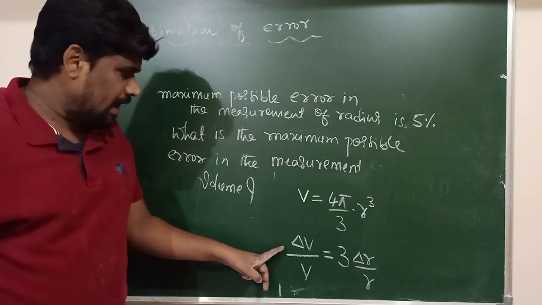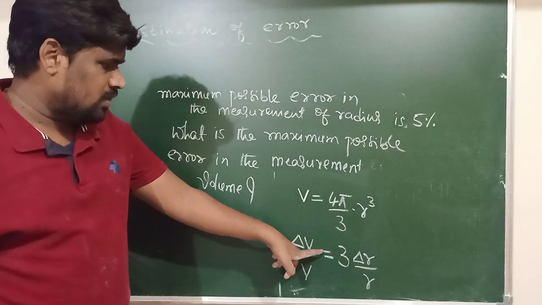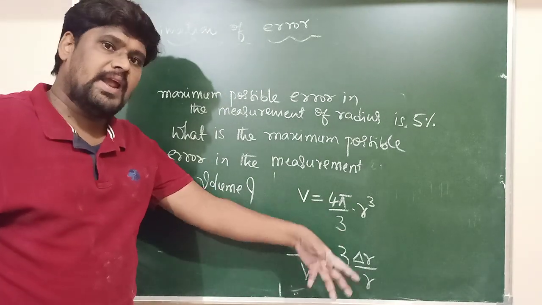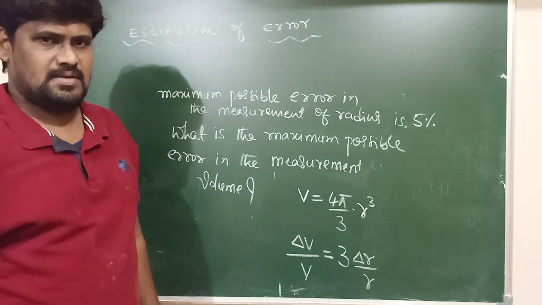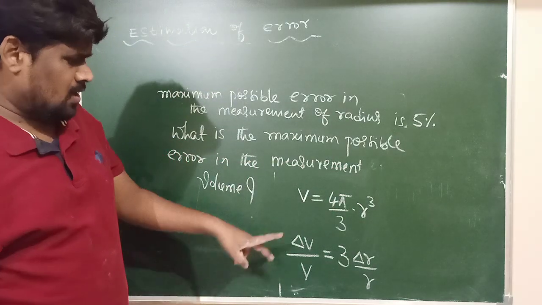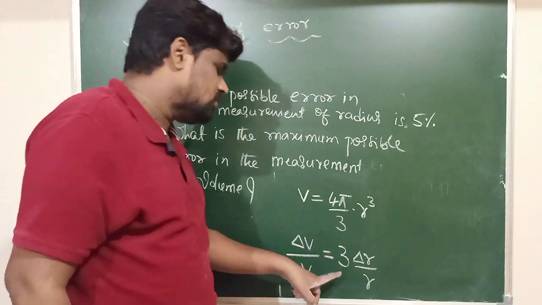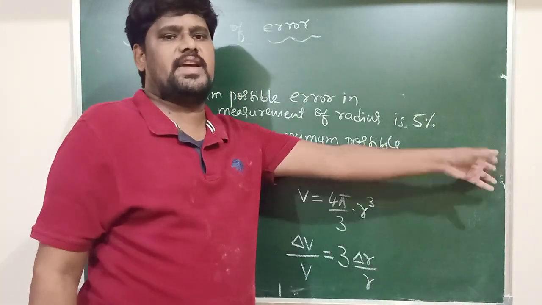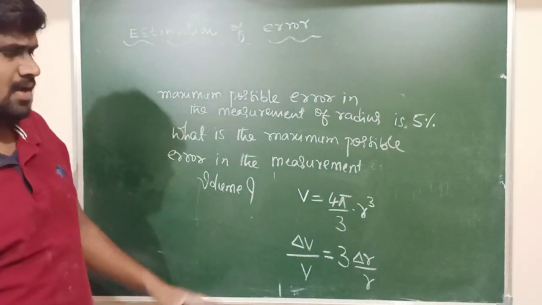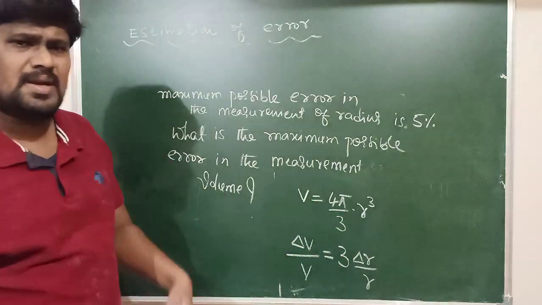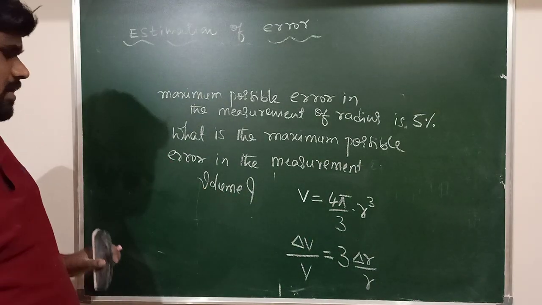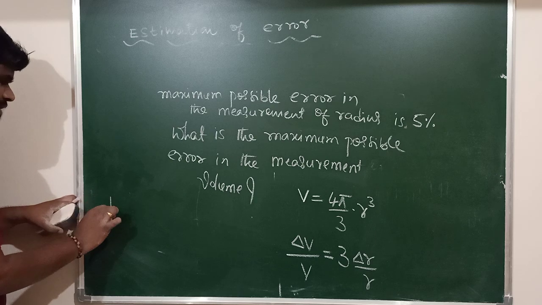The relative error in the volume is 3 times the relative error in the radius. The percentage of error in the volume should be equal to 3 times the percentage of error in the radius. Very simple. Relative error is 3 times, and the percentage error is also 3 times. Then what is the percentage of error in the volume?